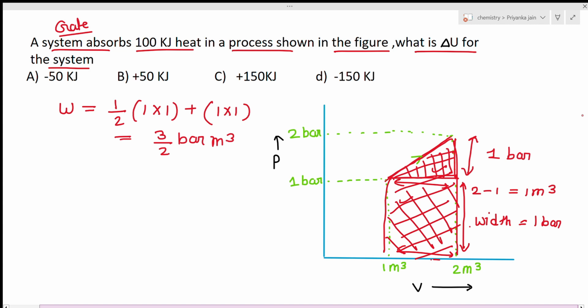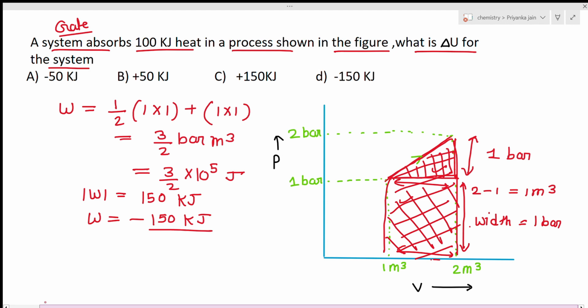Now you have to change it to the joule. So this will be equal to 3 by 2 into 10 to power 5 joule. Okay, so you can write W is equal to 150 kilojoule. Or, this is an expansion process. You can see this is an expansion process. So if you are writing, W will be equal to minus 150 kilojoule.